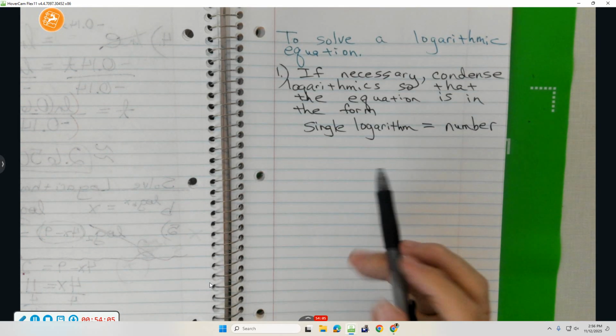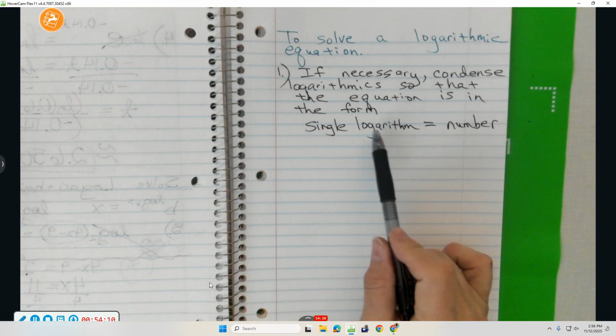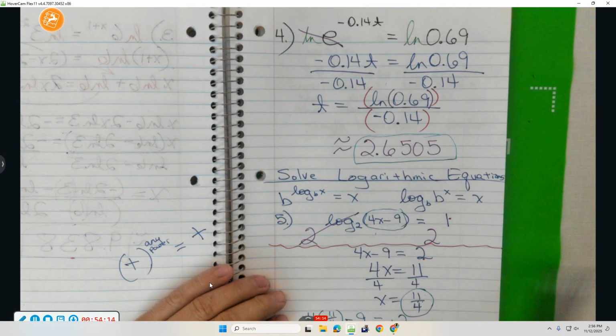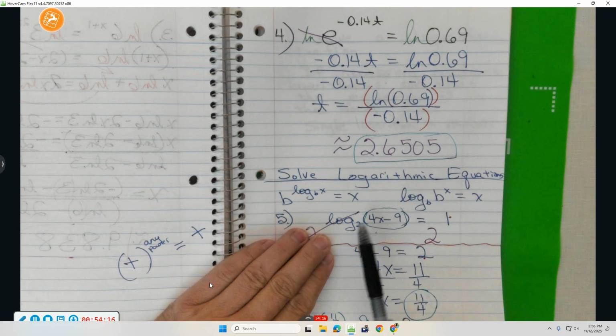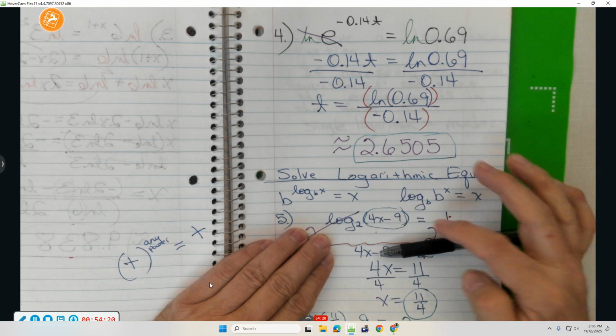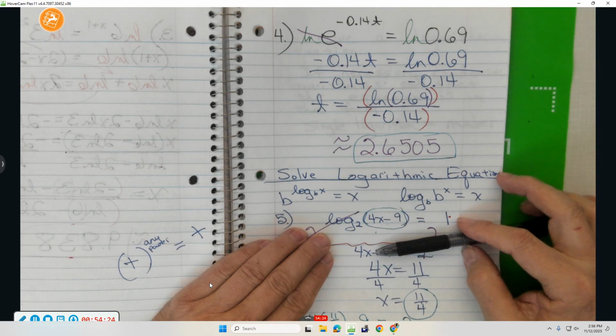The first problem we did was already in this form: single logarithm equals a number. If you look at number 5, it was a single logarithm on one side and the number 1 on the other side.